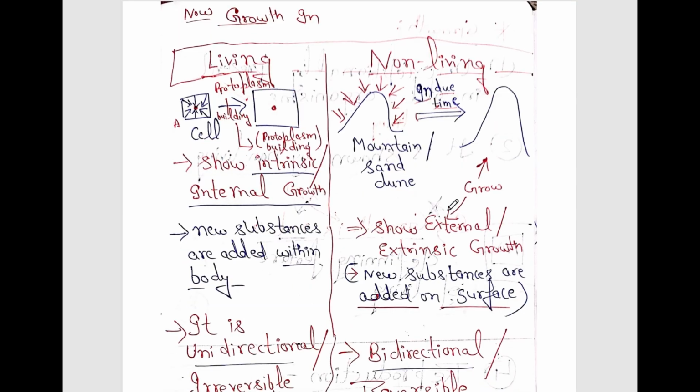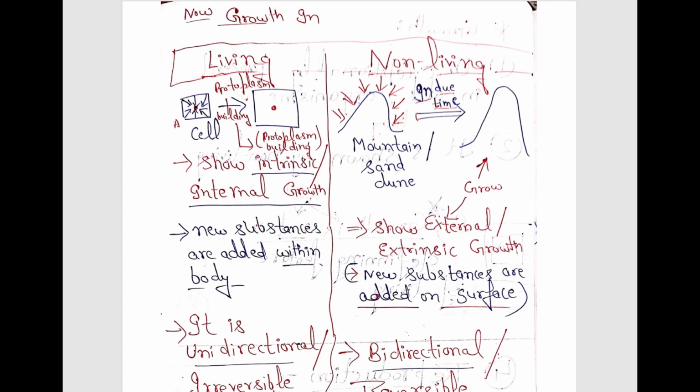Now in non-living, you can see, for example, a snow mountain, with addition of snow, or for example sand dunes, with deposition of sand. In non-living, the increase in the mass of the body is from outside. For example, snow mountains grow by addition of snow on them, and sand dunes increase by deposition of more sand on them.